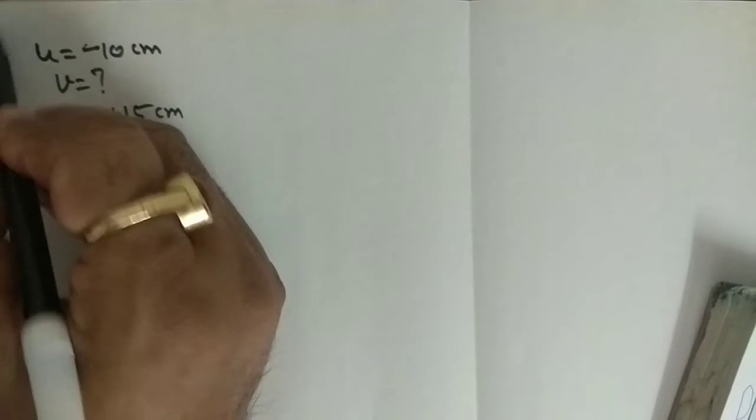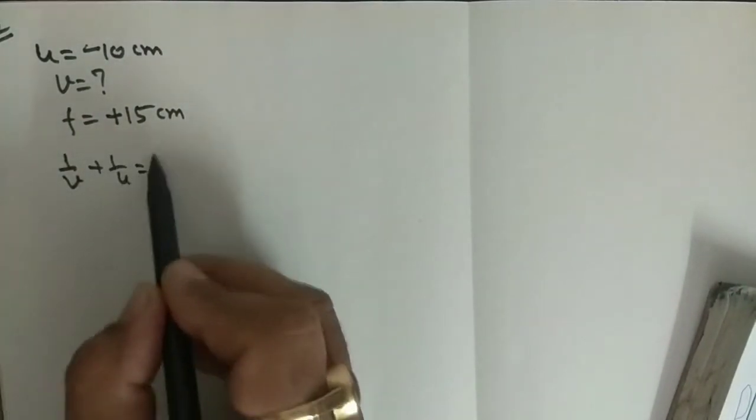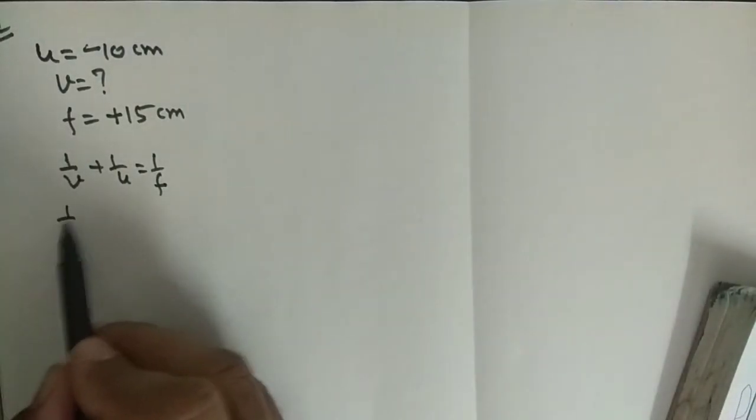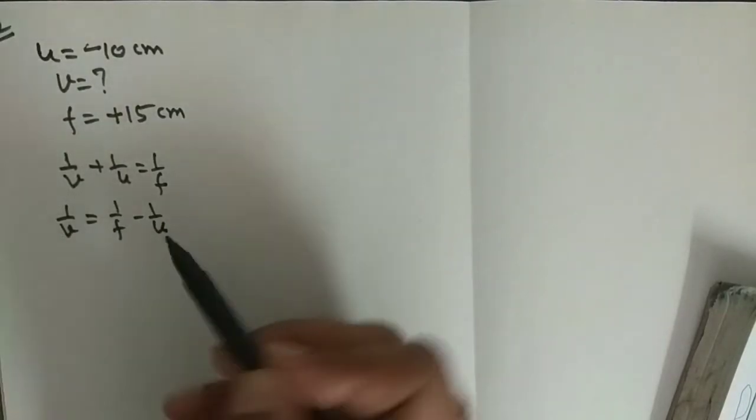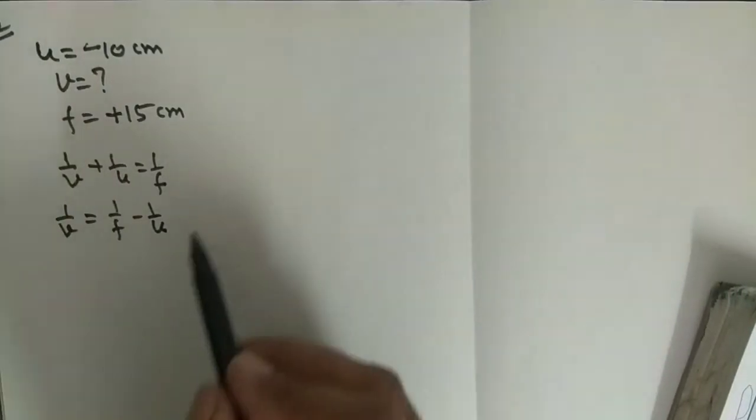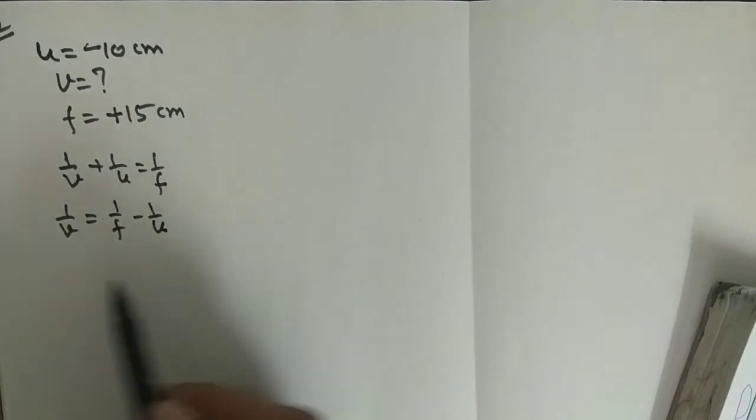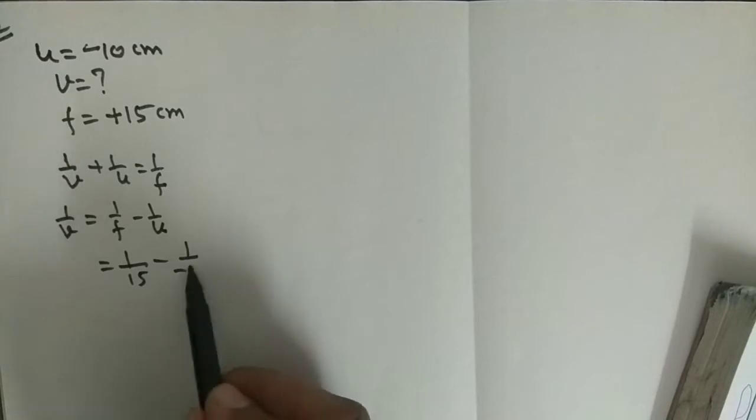Now to find the position we have to use the mirror formula. You know the mirror formula. What is the mirror formula? This is question number 12. The mirror formula is 1 upon v plus 1 upon u is equal to 1 upon f. Now make v the subject to find v. So 1 upon v is equal to 1 upon f minus 1 upon u. Now put the values of f and u, considering their sign. So 1 upon 15 minus 1 upon minus 10.